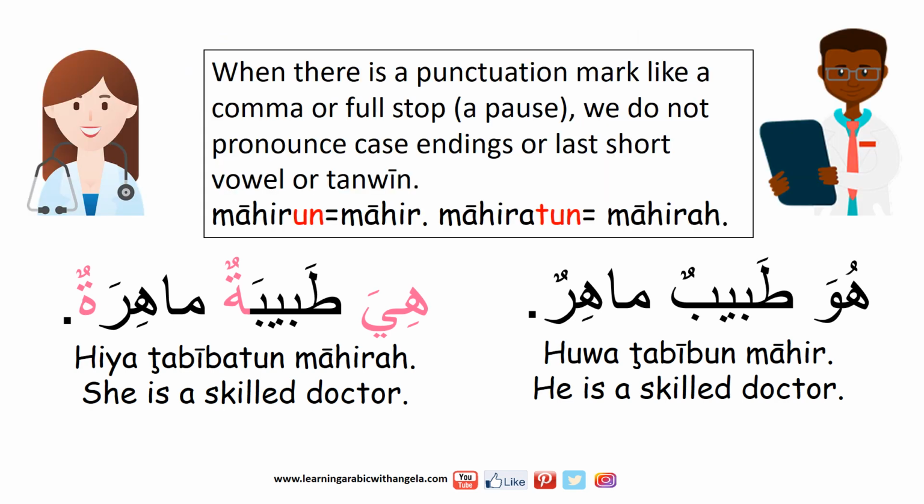One important note is that whenever we have a punctuation mark, like a comma or a full stop at the end of the sentence, we do not pronounce the تشكيل or the حركة. So هو طبيب ماهر, we say هو طبيب ماهر instead. So instead of ماهر, ماهر. We imagine that there's a سكون at the last letter of the last word. هي طبيبة ماهرة. We pronounce it here, طبيبة ماهرة instead. So instead of ماهرة, ماهرة.